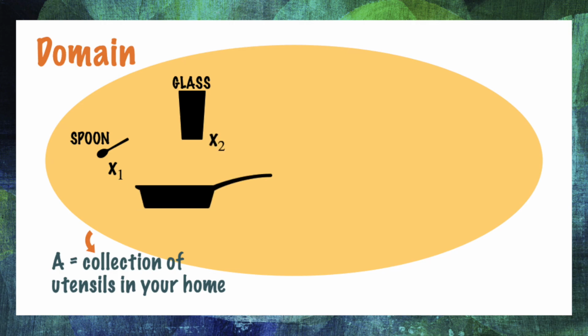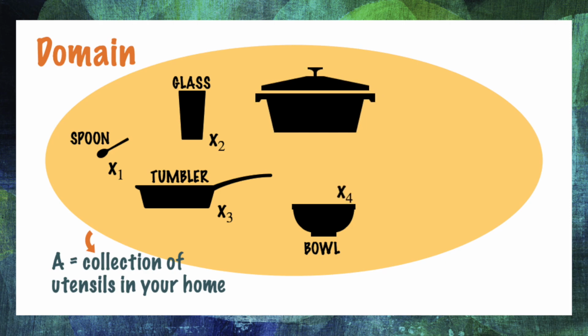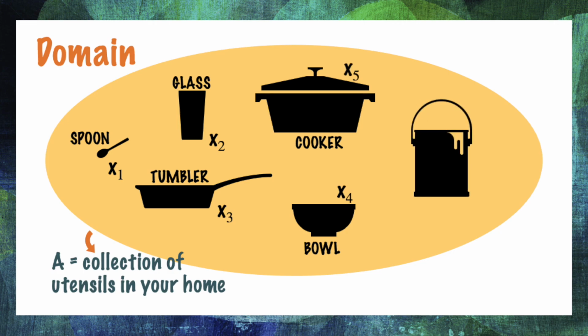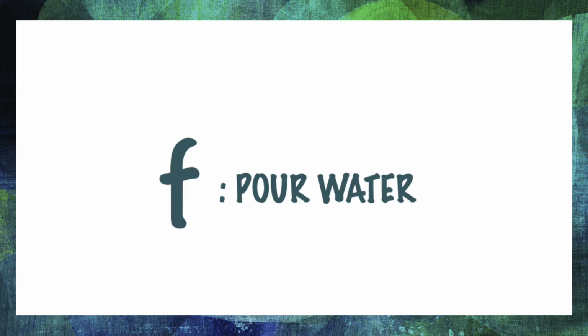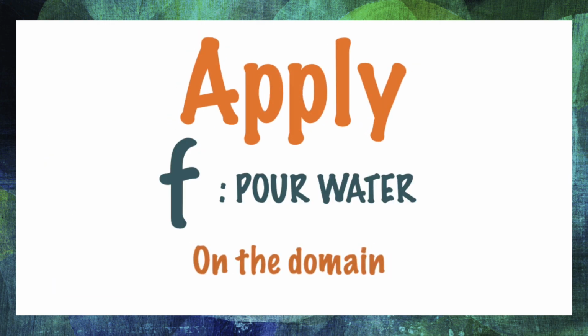Say you have a spoon at your home, and let's assume that is our object x1. You have a glass at your home, so let's take it as x2. Say there's a tumbler, which is x3. And a bowl, x4. And a cooker, say it's x5. And say we have a bucket, and let's take this as x6. Now we apply our function, pour water, on the domain.